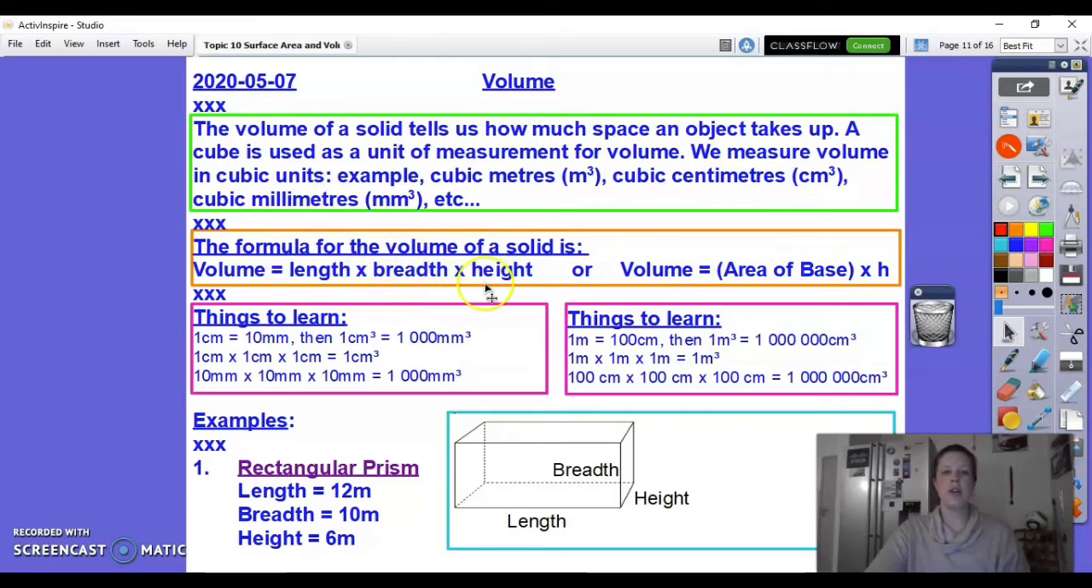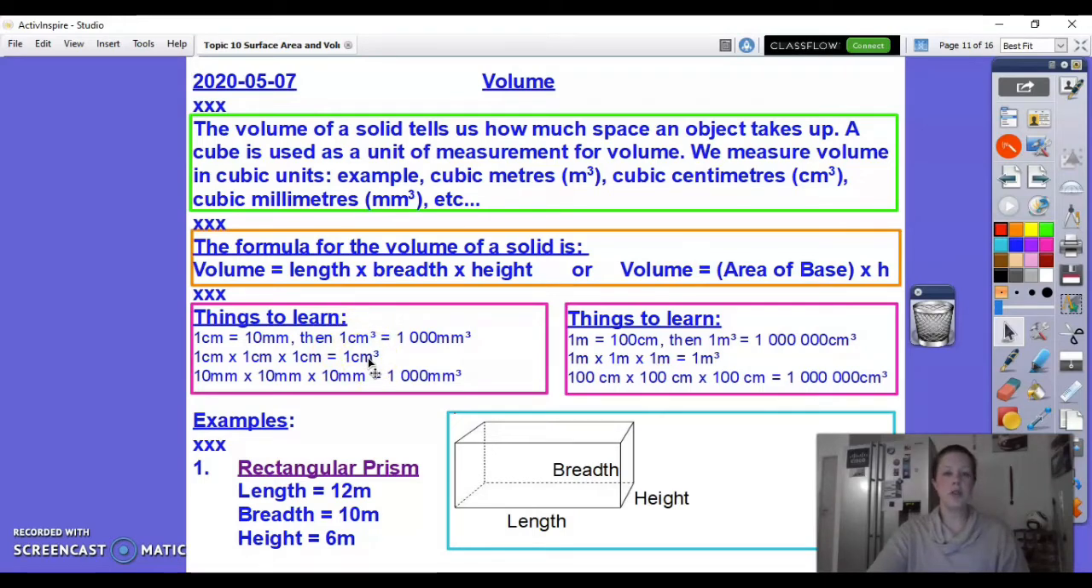These 2 purple blocks over here are things that you need to learn off by heart. I'm going to go over it with you very quickly. It says here, 1 centimeter is equal to 10 millimeters. We know that already. We did those conversions last week. So therefore, 1 centimeter cubed is equal to 1,000 millimeters cubed. This is my proof. 1 centimeter cubed is the volume of a cube.